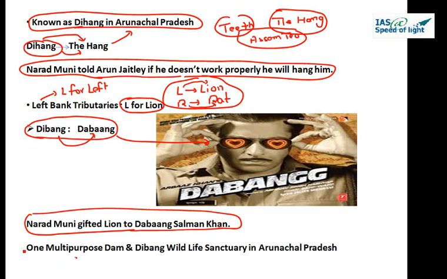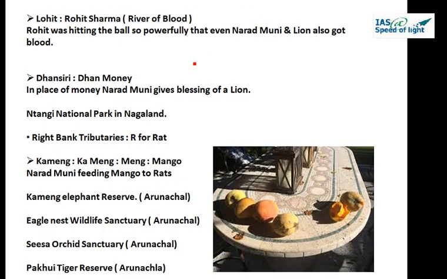The important thing to remember for the river Dibang is one multi-purpose dam, and Dibang Wildlife Sanctuary in Arunachal Pradesh. We have already remembered this. Now the second left bank tributary we are going to remember is Lohit. Lohit can easily be converted into Rohit Sharma. This is known as the river of blood. Lohit is known as the river of blood because of the soil which it contains.